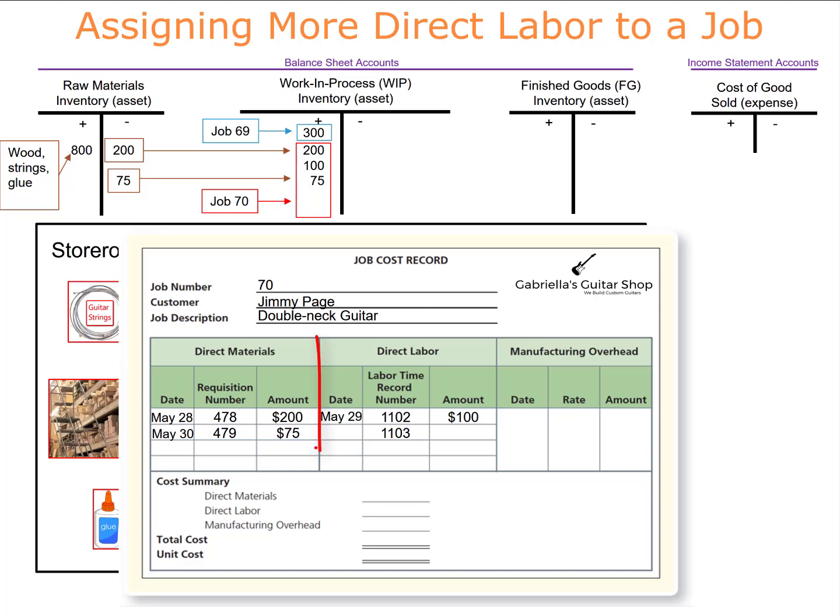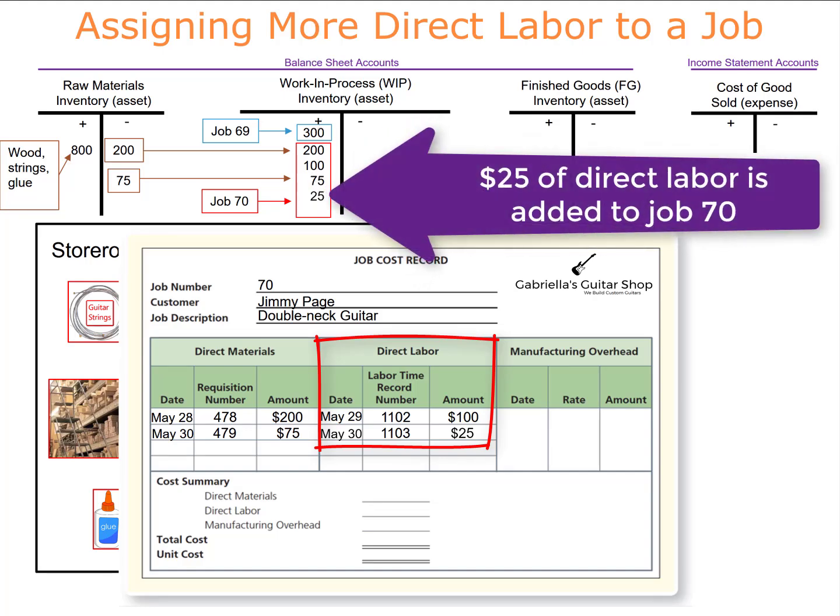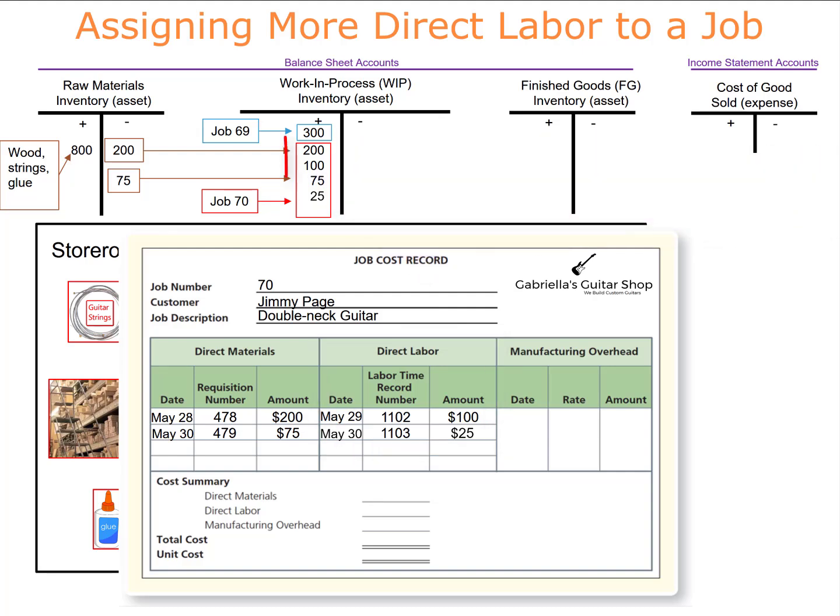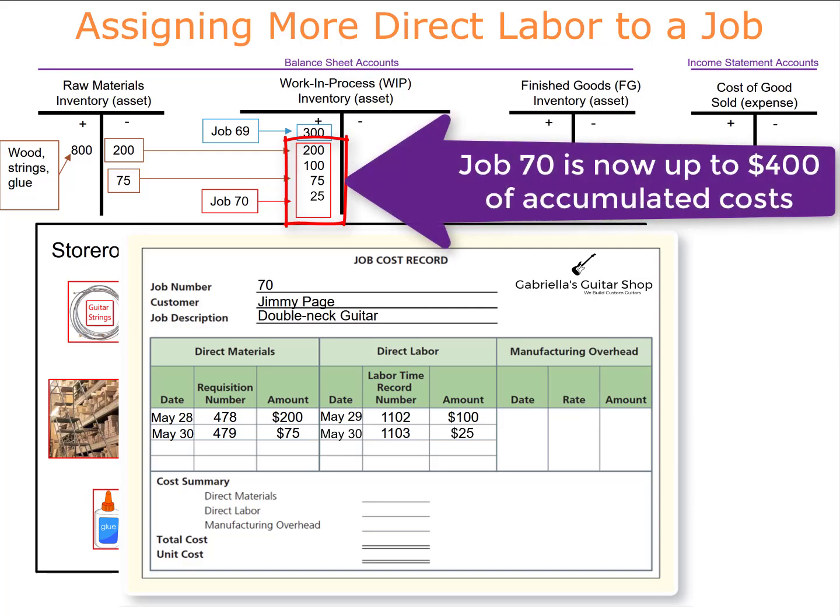Now we need to add Willie's additional time of building the twin necks of the guitar and stringing the guitar. So on May 30th, Willie swipes his badge and $25 of direct labor gets added to the job cost record. In the T accounts, this means $25 is debited to Job 70 in the work in process inventory account. Now Job 70 has an accumulated cost of $400.